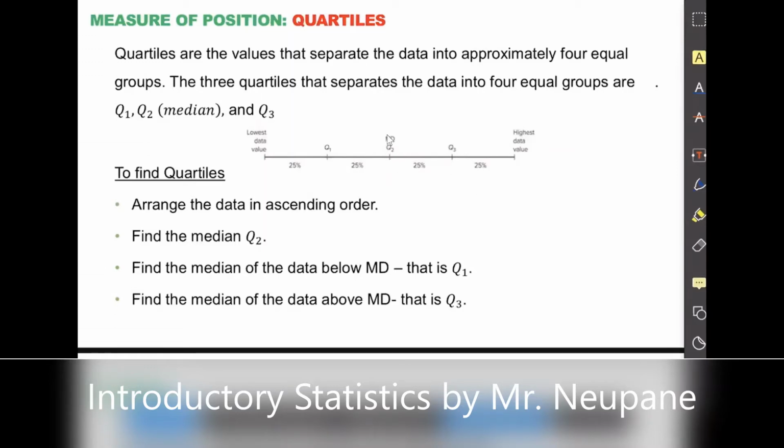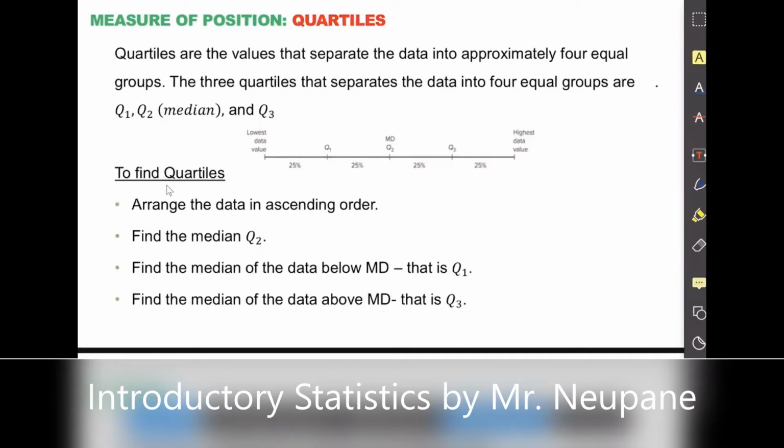And this second quartile divides the data into 2 equal parts. The second quartile is the same as the median, which we already know how to calculate. Now, in order to find these quartiles, Q1, Q2, and Q3, you must know how to find the quartiles manually, that is without using a calculator, and also how to calculate them using a calculator.